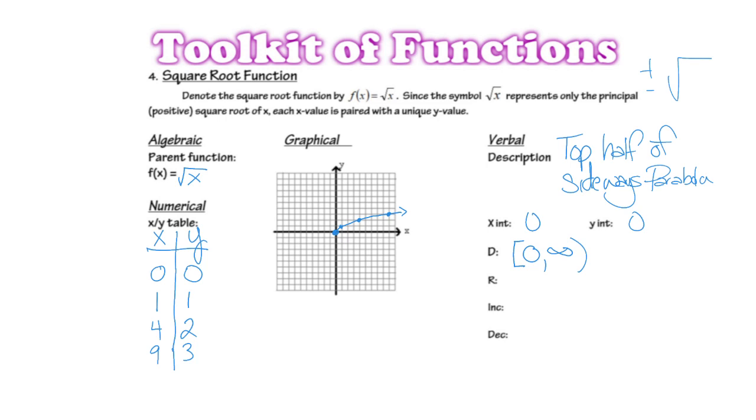Your range, how low does it go? The lowest it ever gets is also 0. And the highest, it will gradually get higher and higher and higher.